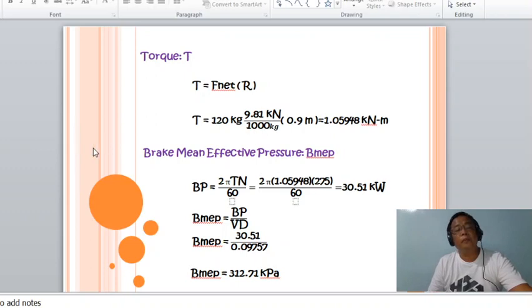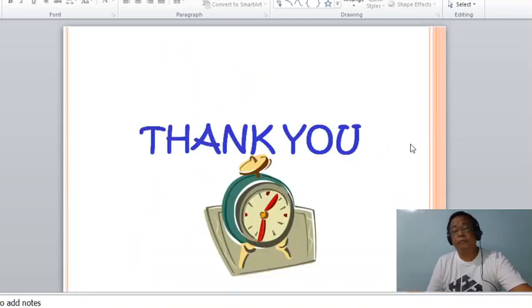Okay. So the brake power formula is 2 pi Tn over 60. So the brake power is 30.51 kilowatts. And determining now the brake mean effective pressure, if brake power and piston displacement are given, therefore, substituting values, the brake mean effective pressure is 312.71 kilopascal. Okay? Thank you very much. This is now the end of my presentation.